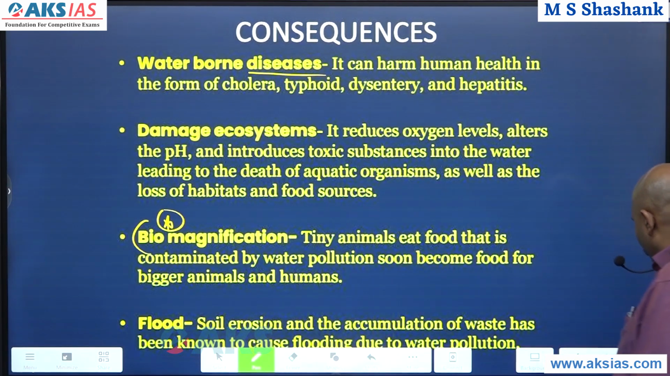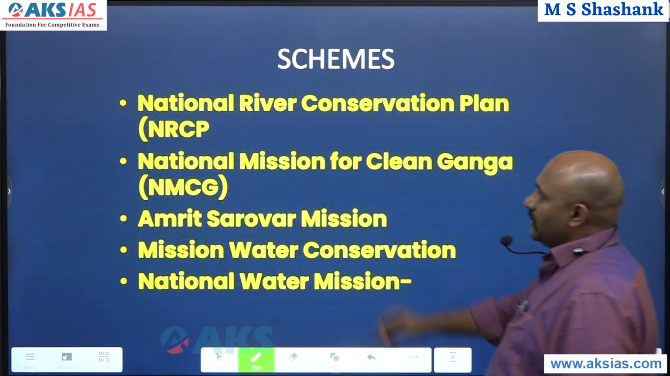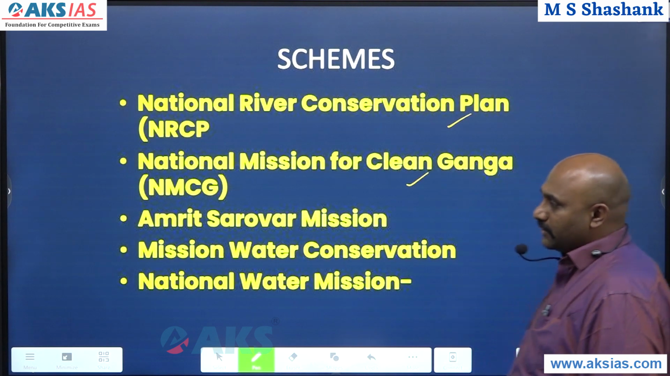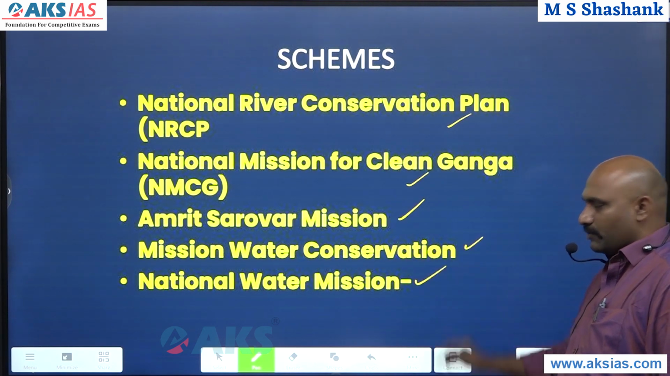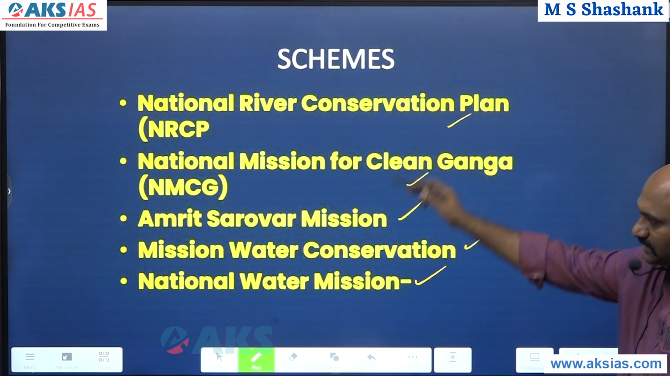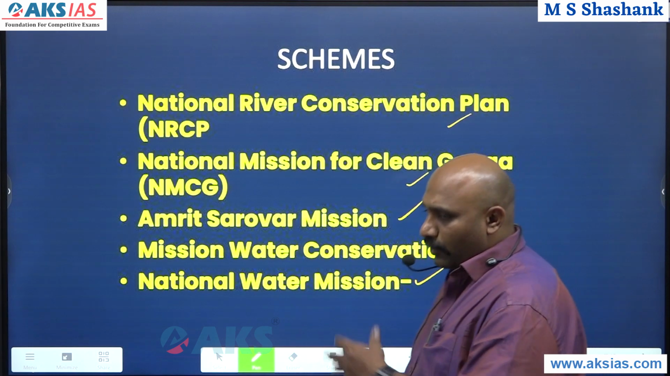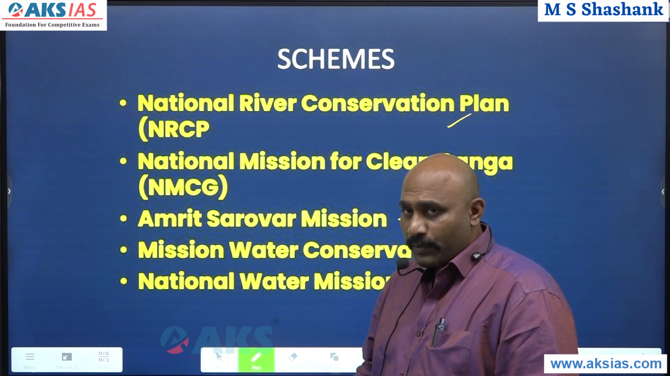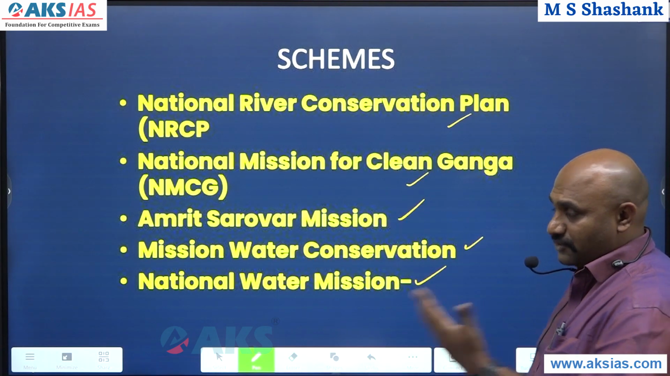So moving on to the next one. What are we doing? These are the schemes: National River Conservation Plan, National Mission for Clean Ganga Project, Amrit Sarovar Mission, Mission Water Conservation, and National Water Mission. So these are the major schemes which are already running. A lot of work has been done by both the central as well as the state governments. So I hope all of you please remember this, and scheme by scheme we'll do it in the next sessions.